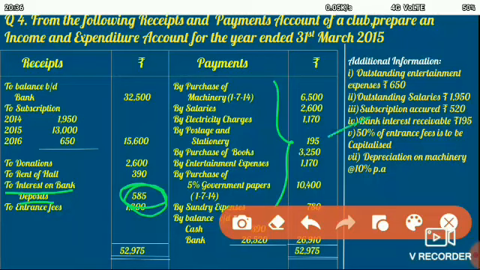It says that the bank interest which was received, 585, is actually not the total interest for the current year. That is only the cash received, that is 585. So there is an accrual of 195 which actually belongs to the same year, but it is not received. So in that case we have to add this 195 to 585 to get the total interest on bank deposit.